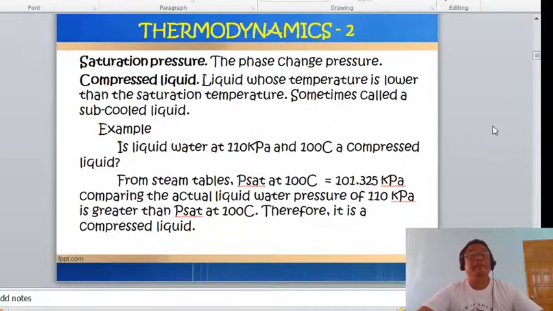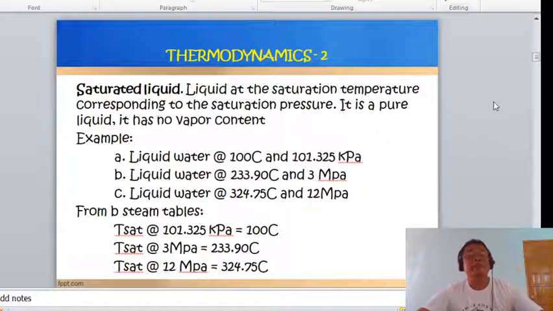Another is saturation liquid: liquid at the saturation temperature corresponding to the saturation pressure. It is a pure liquid; it has no vapor content. Example class: liquid water at 100 and 101.325 kilopascal. Another is liquid water at 233.9 and 3 megapascal.